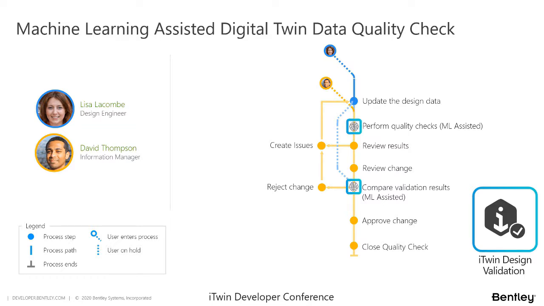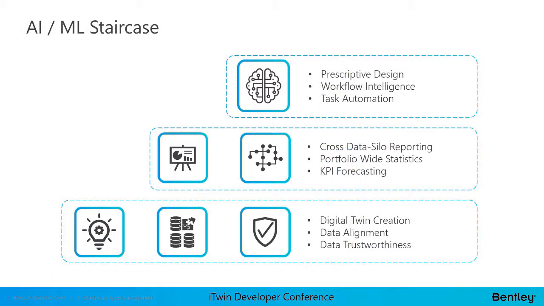Before I hand it over to Alex, I would like to emphasize the importance of taking a staircase approach with AI and ML. The current challenge with the industry is around digital twin creation, the data alignment part, and the trustworthiness part. To make AI and ML implementation practical, I think it's important to focus on that foundational layer and build tools to assist engineers and information managers to efficiently create the digital twin, which is trustworthy throughout the life cycle of that asset.